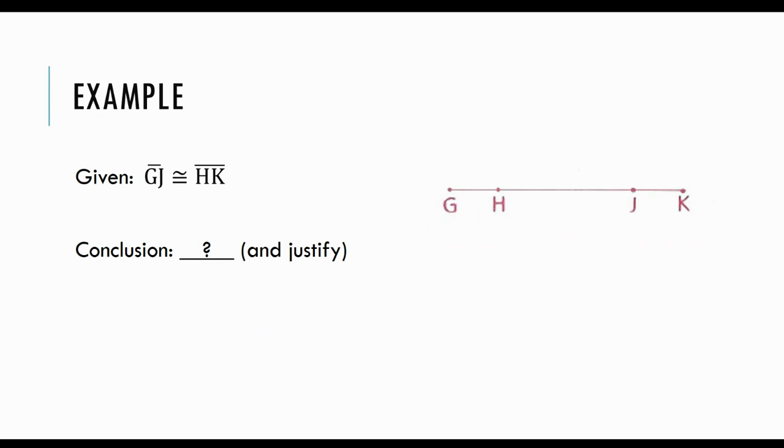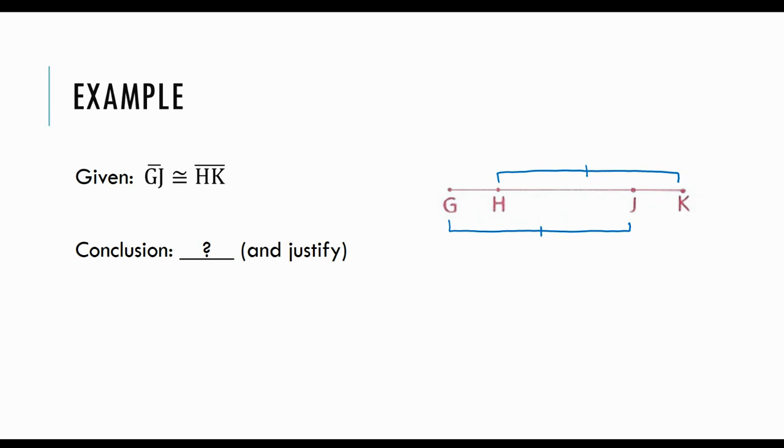Let's look at this. We are given that the segment GJ, so this segment right here, I'm going to give it 1 tick mark. That's congruent to the segment HK. So that gets 1 tick mark. That's the only thing that we know. We want to come up with a conclusion and then a reason to justify that conclusion.